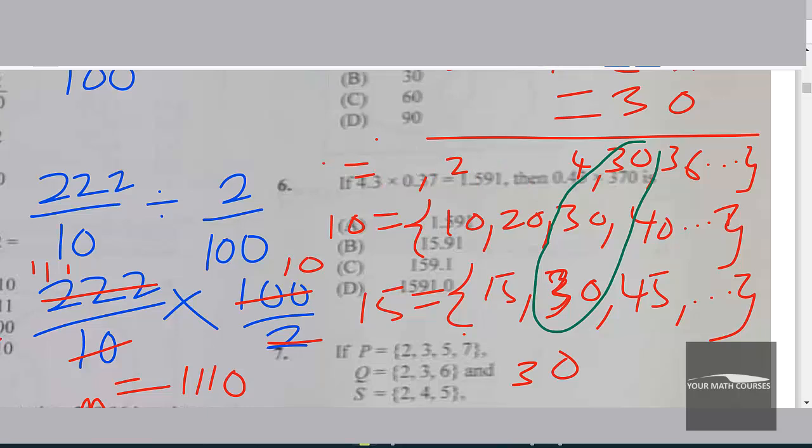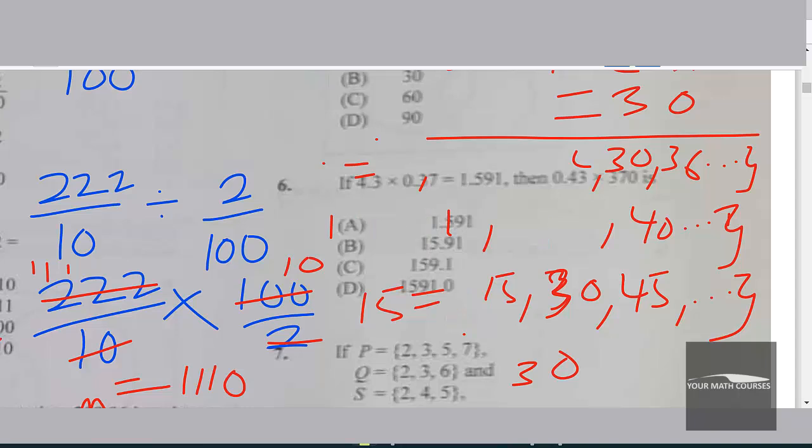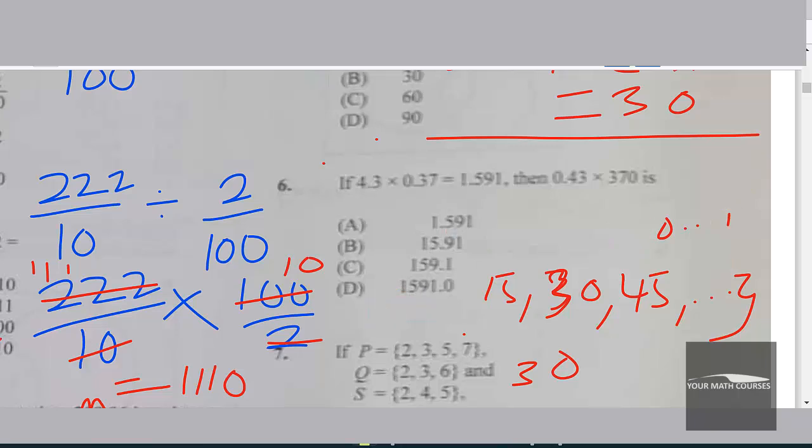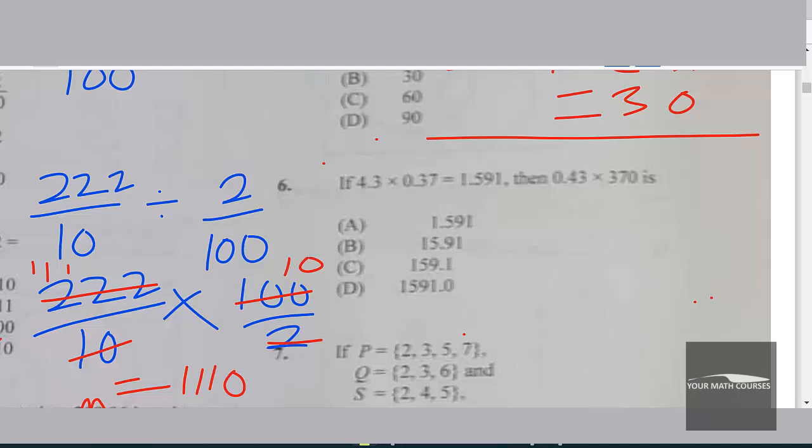Now let's look at number 6. The question says that if 4.3 times 0.37 is equal to 1.591, then 0.43 times 370 is. So let's take notice of the movement of the decimal point.